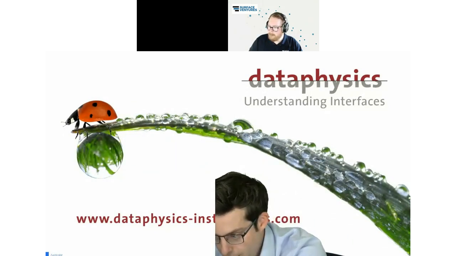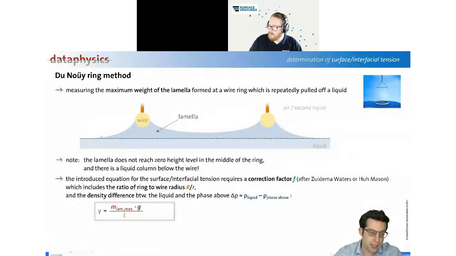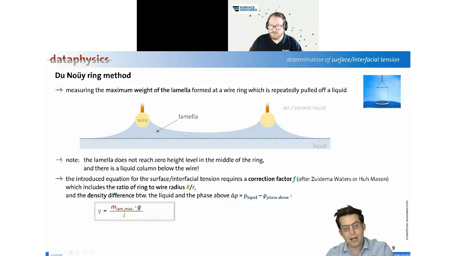So this one here, I want to show this. It is important how heavy the lamella is, because our device, the tensiometer, only measures the weight of the lamella that is hanging at your du Noüy ring, for example. And now you can see this is how a typical lamella will look. And you see it's not symmetric. There, on the left side and right side of the wire, the lamella looks different.